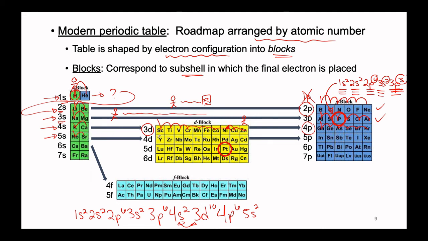After 3d comes the next highest in energy d orbital, which is the 4d. And much like before, there are 10 boxes that we must walk through: 1, 2, 3, 4, 5, 6, 7, 8, 9, 10 boxes across. 10 electrons get placed inside of the 4d subshell. After this, we move back into the p block. Again, 5p follows next. 6 electrons across, 1, 2, 3, 4, 5, 6. And we come to the end of another line.